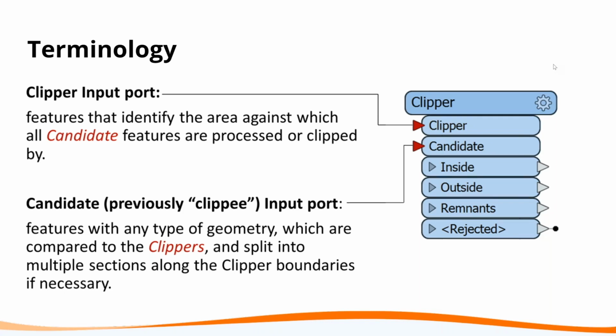Candidate geometry is only altered if it intersects with the clipper. So if it falls wholly inside or wholly outside the clipper, the geometry will remain untouched.